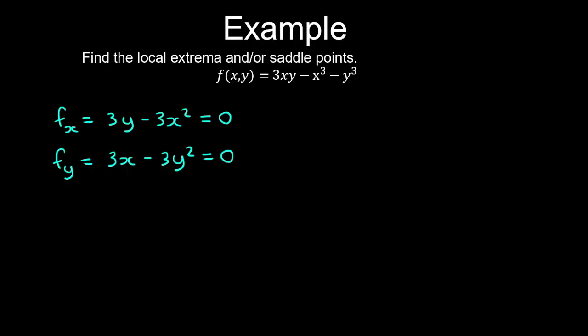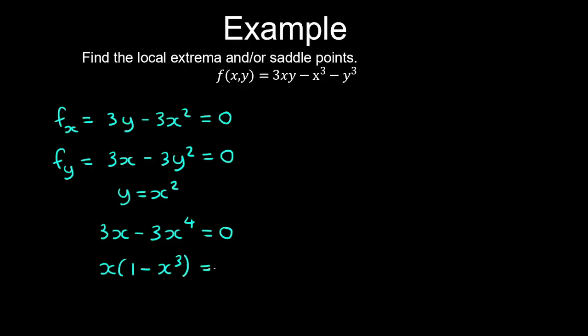So from the first equation, we have y is equal to x squared, which we substitute into the second equation. So we get 3x minus 3x to the 4, and that's equal to 0. So dividing through by 3 and factoring out x, we get x times 1 minus x cubed, and that's equal to 0. So we have a critical point at x equals 0 and x equals 1.